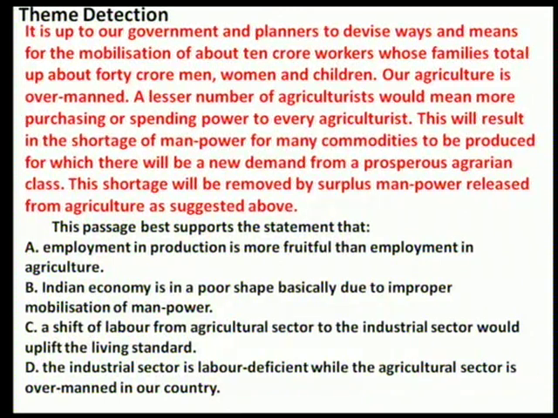Indian economy is in poor shape basically due to improper mobilization and manpower. A shift of labor from agriculture sector to the industrial sector would uplift the living standard. The industrial sector is labor deficient while the agriculture sector is overmanned, means in industries there is a deficiency or shortage of labor. On the other hand, agriculture sector has oversupply of labor.